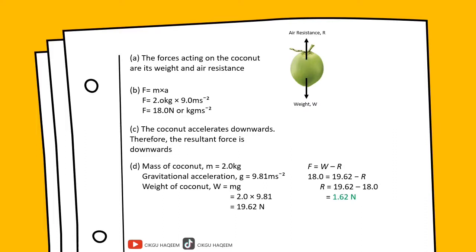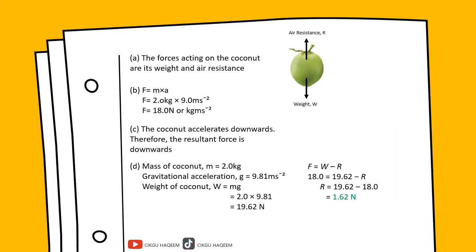Then part C asks for the direction of the resultant force. We know the coconut accelerates downward, therefore the resultant force is downward. And part D, what is the magnitude of the air resistance? Given the mass of the coconut is 2.0 kg and the gravitational acceleration is 9.81 meter per second squared.